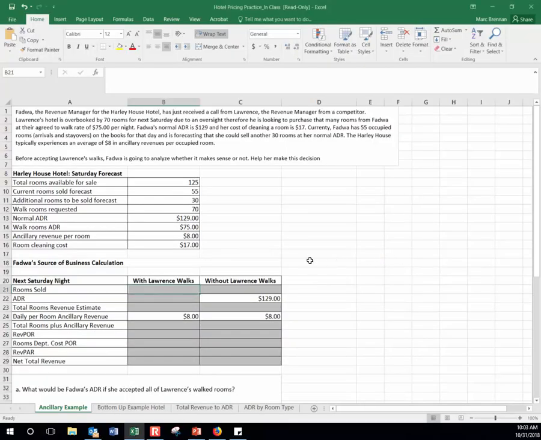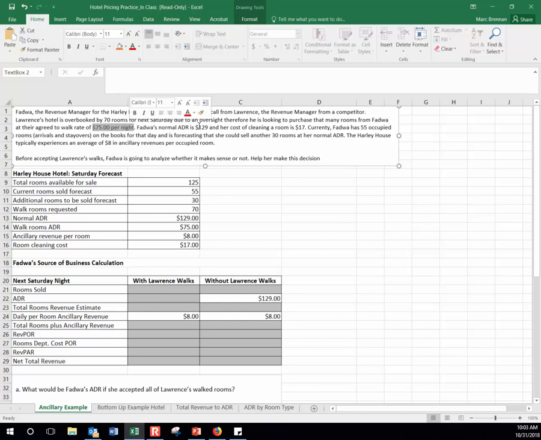There's an example in Excel where Fadwa, the revenue manager for the Harley House Hotel, has just received a call from Lawrence, the revenue manager from a competitor. Lawrence's hotel is overbooked by 70 rooms for next Saturday due to an oversight. Therefore, he's looking to purchase that many rooms from Fadwa at their agreed-to walk rate of $75 per night. So Lawrence has a full hotel, he's overbooked by 70 rooms, and now he's contacted Fadwa saying, I would like to send you those 70 rooms at $75 per night.